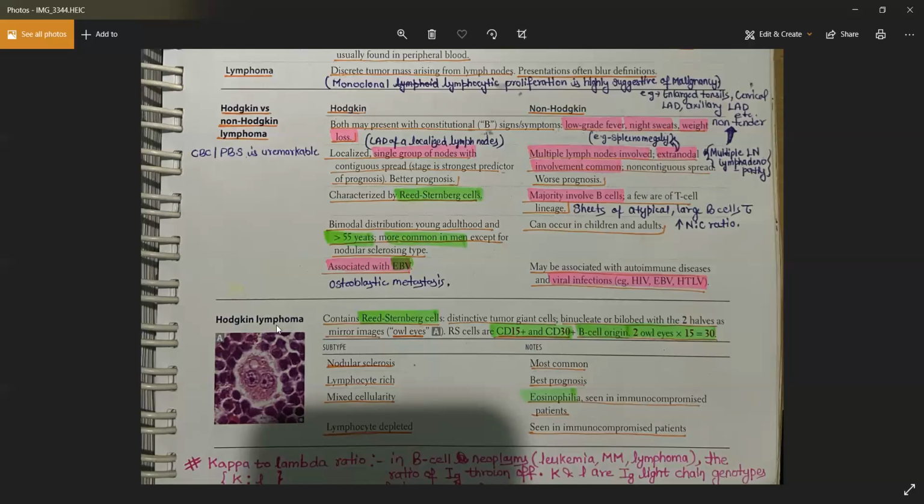Remember that it has four types: the nodular sclerosis, the lymphocyte-rich, the mixed cellularity, and the lymphocyte depleted. You don't need to remember every subtype of that. Just know that in case of Hodgkin's lymphoma, you can have eosinophilia also. Step one can ask you this. It is a very important thing. And basophilia is seen in CML. Don't confuse: eosinophilia for Hodgkin's and basophilia for CML.